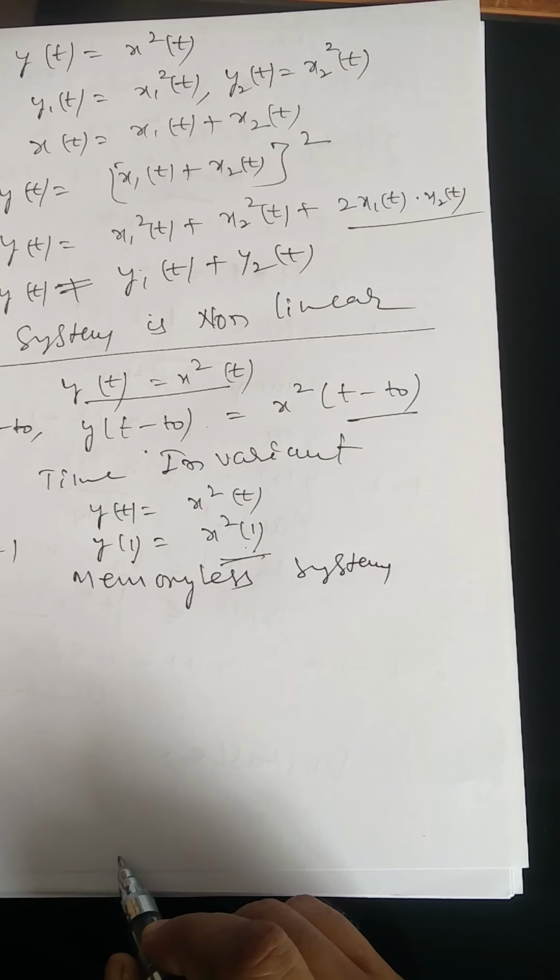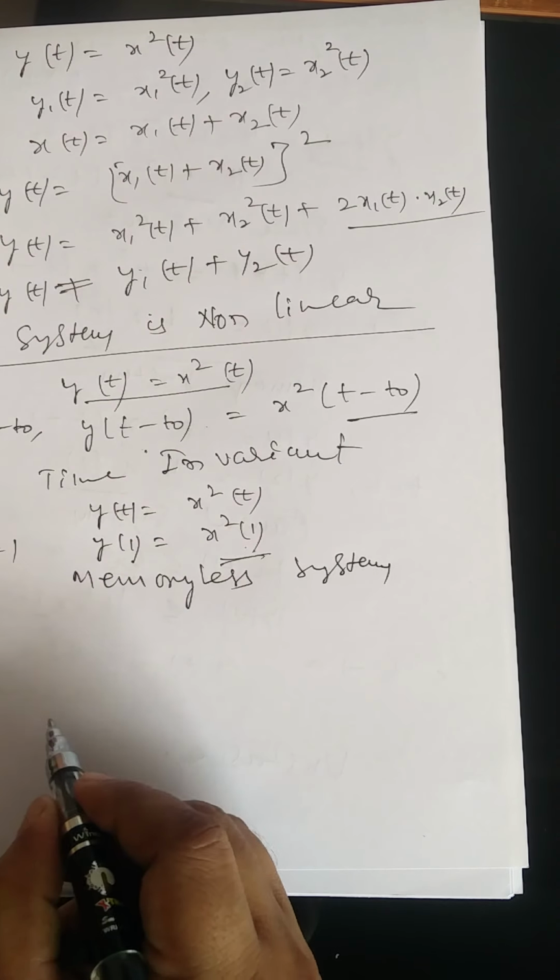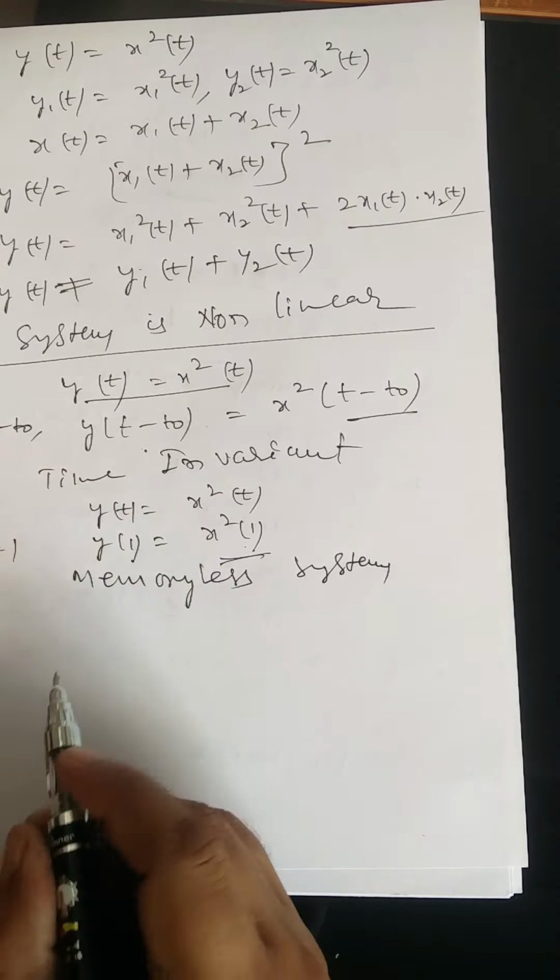It is a memoryless system. Is it causal or non-causal? Again, it depends only on the present value of the system. That is, y of t is equal to x square of t. Take t equal to any value. Suppose we take t equal to 2, y of 2 is equal to x square of 2. It depends only on the present values of the input, and the system is said to be causal.